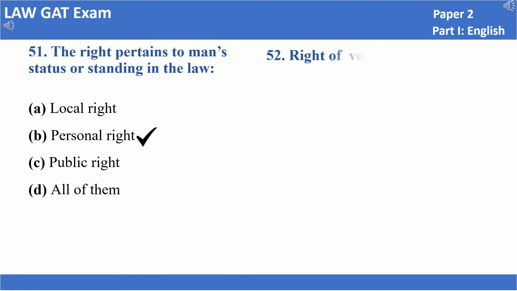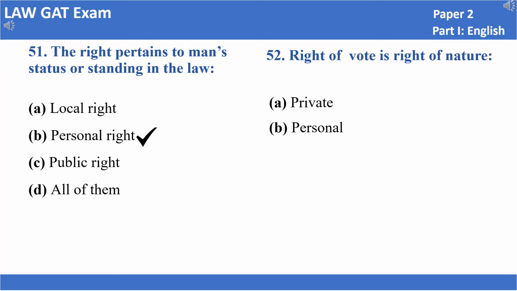The nature of right of vote is option A, private, option B, personal, option C, vested, or is it option D, derived? The correct answer is option A, private.